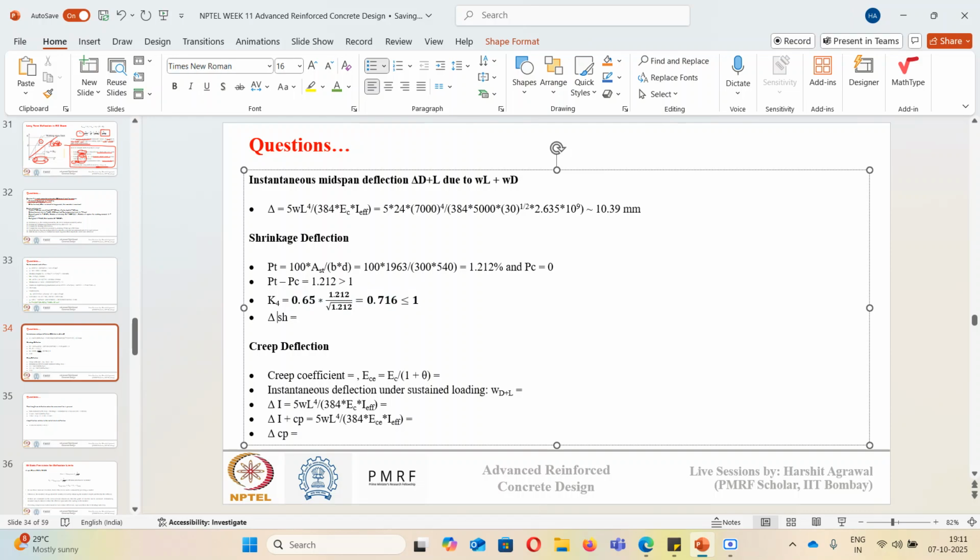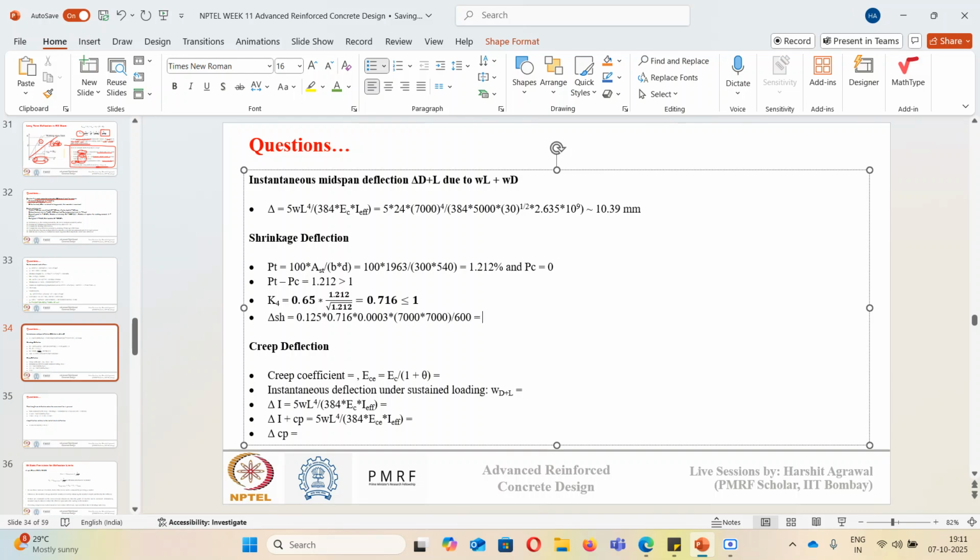So deflection due to shrinkage, then we can write as k3 factor, which will be equal to 1.125 for a simply supported beam. k4 is 0.716. Then compression strain in concrete is 0.0003 L squared by D. So 7,000 into 7,000 divided by D, which is 600. Okay.